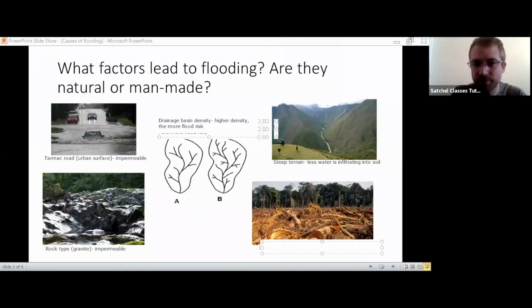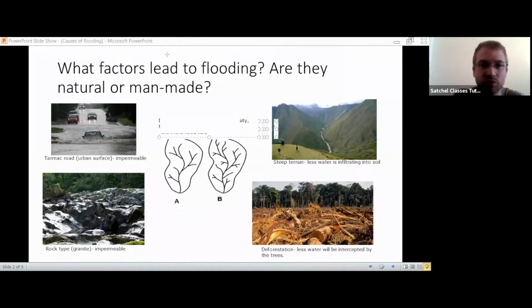And then the last one. This looks like trees being cut down, so I'll put down the term deforestation. This basically means that less water will be intercepted by the trees. So the water is not being caught by the trees, but it will fall directly onto the ground and go at a quicker rate into the river. So that can trigger another flood event because the water is traveling faster.